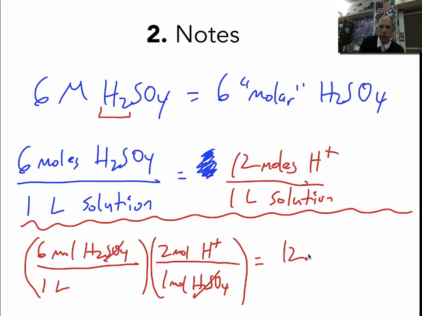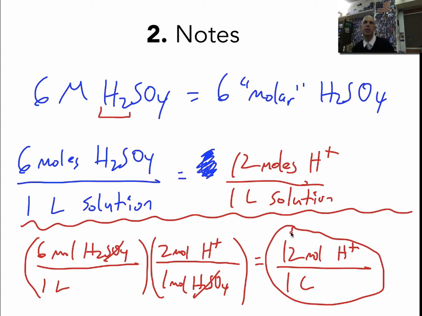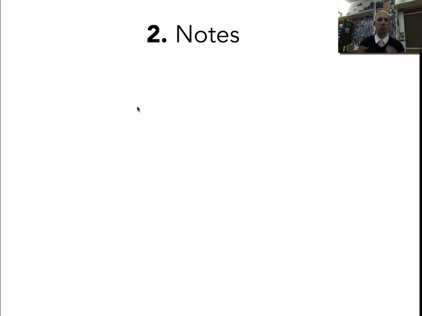And that yielded 12 moles of H+ per every 1 liter of total solution. And that's where that came from. It's the same thing as saying, for every 1 mole of H2SO4, there are 2 H+, okay? So let's look at some equation manipulation.